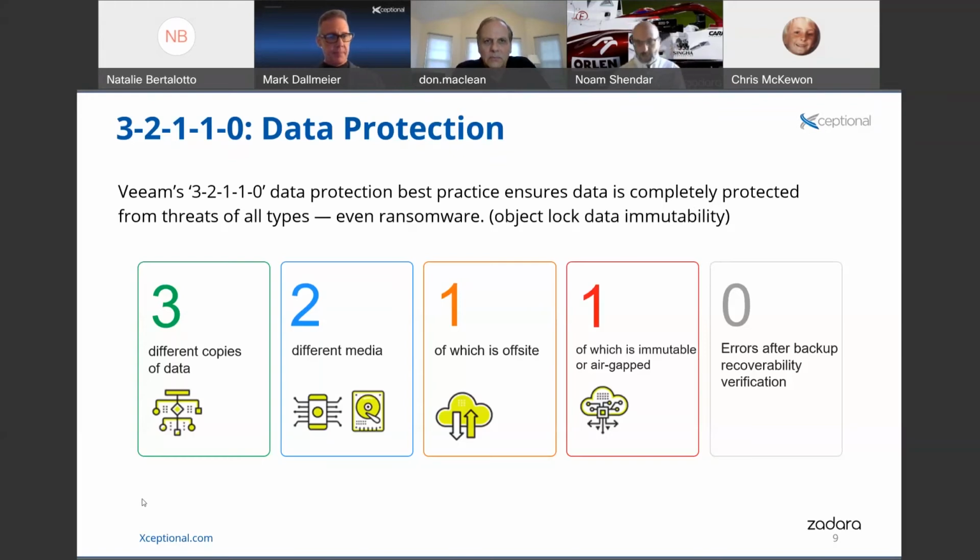And then the last one, the 0, is also a zero trust kind of thinking, which is don't assume that all of those copies are going to be good. If you have a copy that's not usable, then it's not doing you any good. So those 3 copies, minimum 3 copies, each has to be verifiably usable. So don't trust that it's usable, test that it's usable. And if you follow this 32110 approach, you are extremely well protected against a whole list of bad things happening.